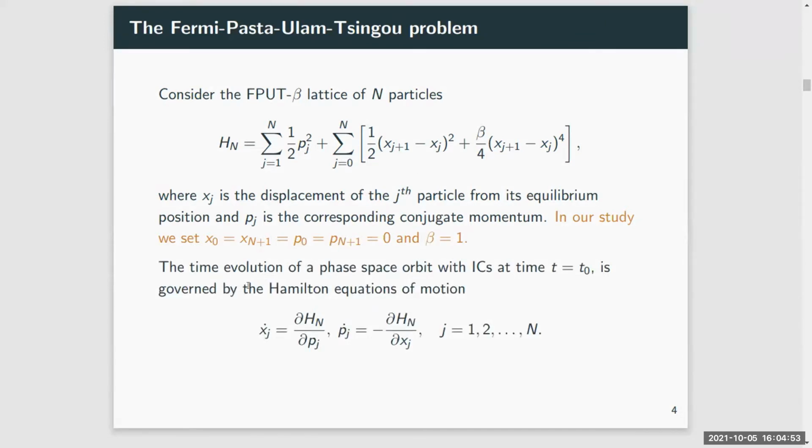Then the corresponding equations of motion for the Hamiltonian function will be given by these two equations. And these two sets of differential equations can easily be integrated. By the way, in our study, we set beta to be 1, and we rather use the energy and what we call the size of the stability island as a controlling parameter instead of beta.